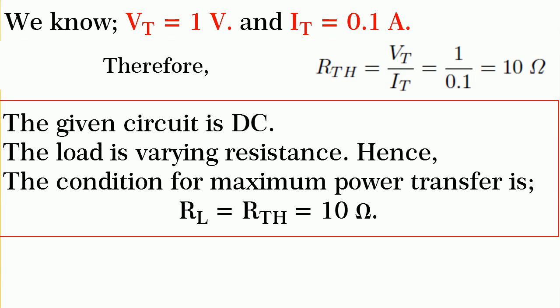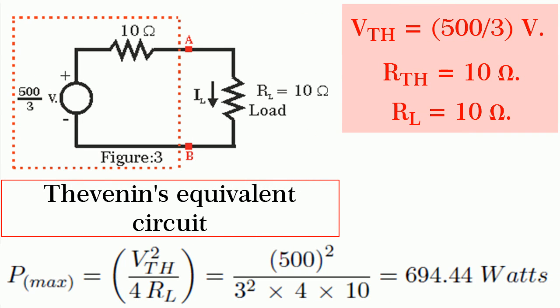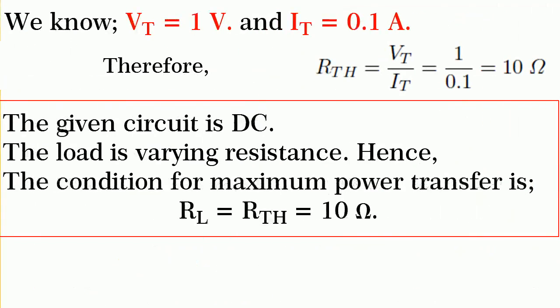Friends, is it not simple? Knowing VThevenin and RThevenin, the Thevenin's equivalent circuit across the load branch is as shown in figure. We know that the given network is DC and the load is a varying resistance. Hence, for maximum power transfer, RL is equal to RThevenin and hence RL is equal to 10 ohm.